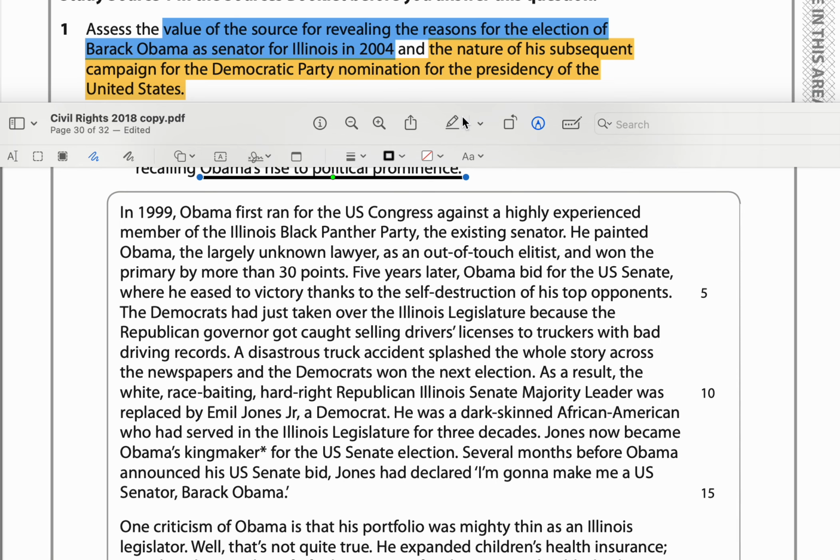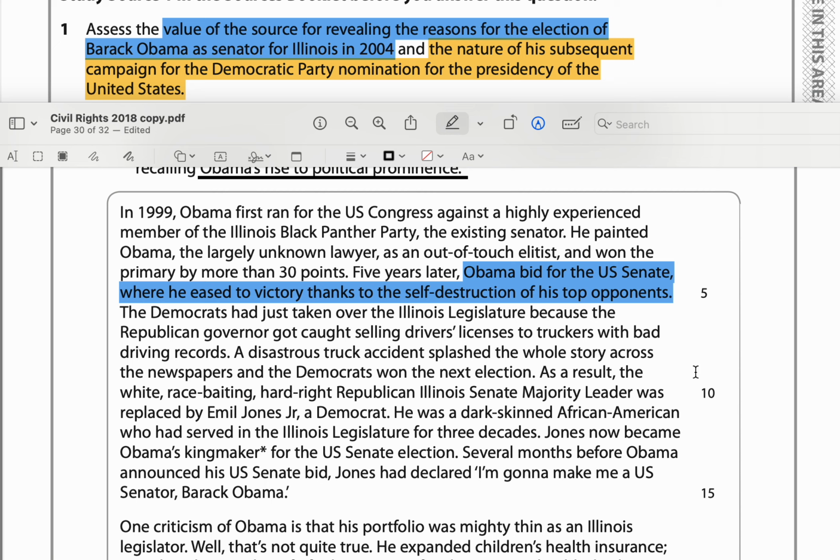Okay, so I'm not going to read through this in its entirety. As I said, I'm just going to pick out the key quotes. So for the first inquiry, the reasons for the election of Obama as senator for Illinois, the first thing that really stood out here is it talks about how Obama lost in 1999, but then it talks about his victory in 2004, specifically talking about the self-destruction of his top opponents.